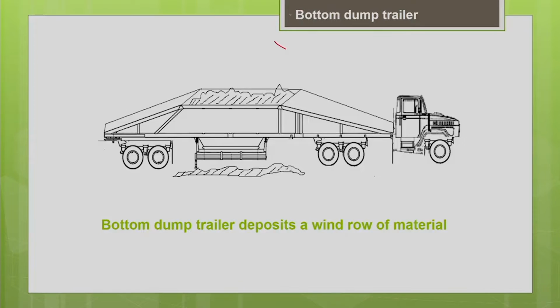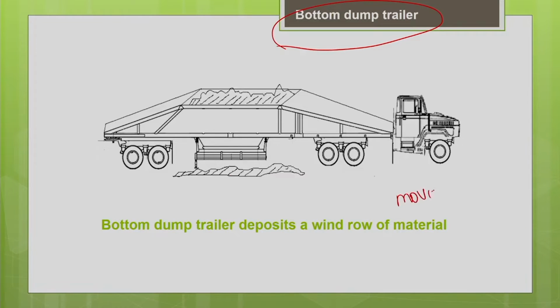So the next is about the bottom dump trailers. So here you can see that dumping will be from the bottom opening. So you have a facility to unload the material through the bottom opening. So when compared to rear dumping, this bottom dumping takes relatively lesser time. This is because we go for these bottom dump trailers when you have to dump the material over a large area. You have to dump it as well as spread it.